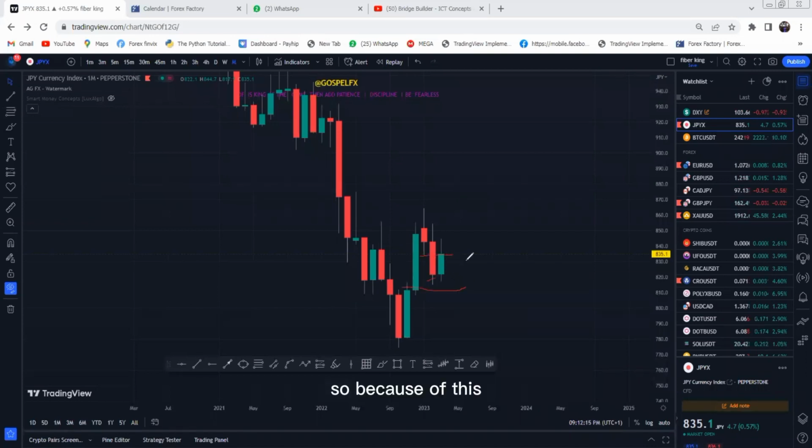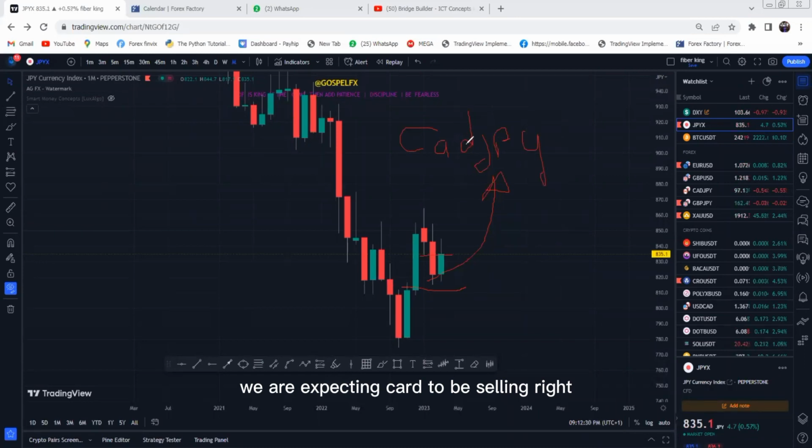So because of this, I was expecting JPY to be bullish, and if JPY is supposed to be bullish in a pair of CADJPY, we are expecting CAD to be selling, because here JPY is against CAD. I think I've explained this more than enough times.